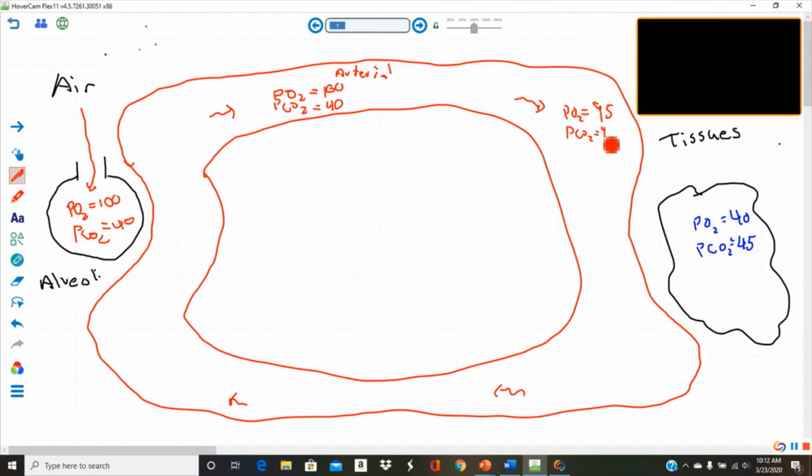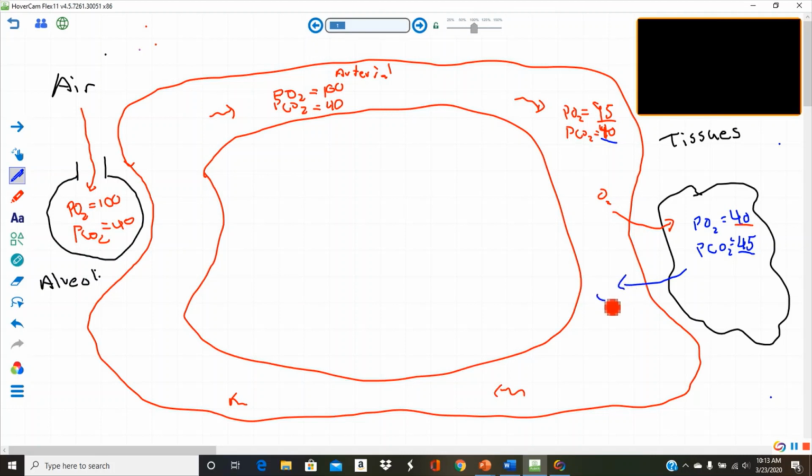Now, here's where we're going to start our journey here, okay? Gases move from high partial pressure to low partial pressure. So this means when oxygen at 95 arrives at the tissues at 40, you're going to take O2 and deliver it to the tissues. And with CO2 in the tissues at 45 and CO2 in the blood here at 40, you're going to give off CO2.